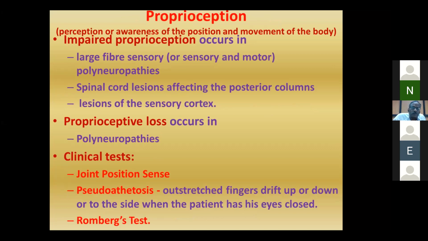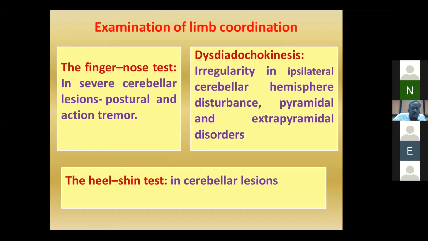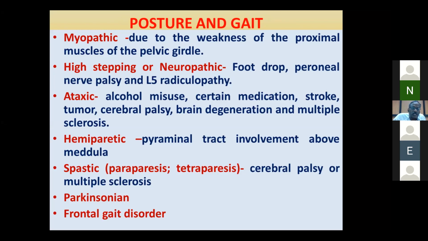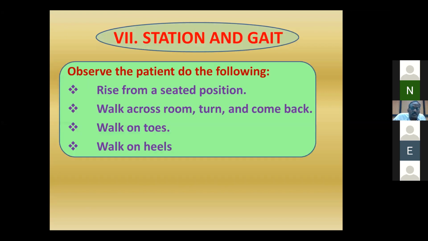These are important when coming to cerebellar disorder. Incoordination, ataxia, and tremor are important while testing for cerebellar symptoms. Finger nose test, dysdiadochokinesia, and heel shin test we do in case of cerebellar disorder. Posture and gait, I told you, are the headings we go for. For coordination, truncal stability, finger to finger test, and finger nose finger test we look. Then finally, we must look at gait. Ask the patient to rise from the sitting position, walk across the room, walk on the toes, walk on the heels. If everything is normal, the patient is normal.